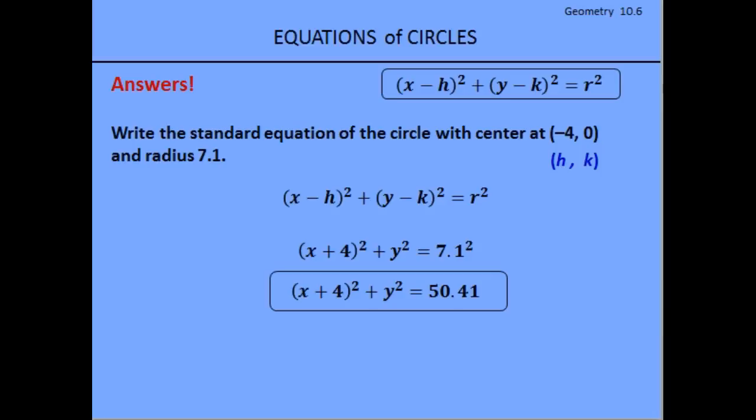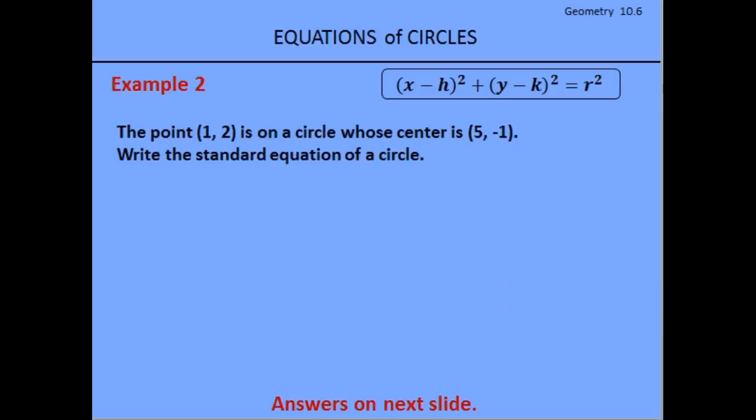And it's very simple. We take our h and our k right here, that's -4 and 0. And remember our tricky signs. If it's minus h and our h is -4, it's going to be minus -4, which makes this positive. And it's at 0, so the k just goes away. And then we have 7.1 is our radius, and we square it. So our final equation is x plus 4 squared plus y squared equals 50.41. Very good. Let's try another one.